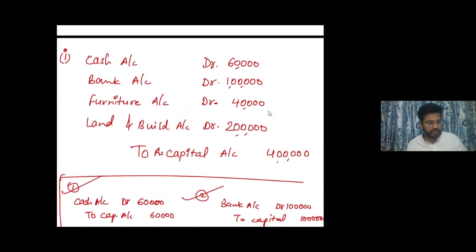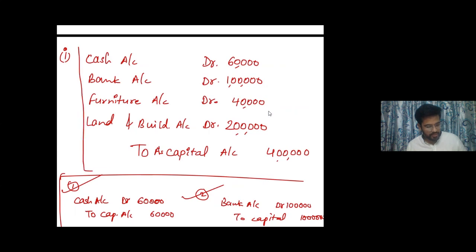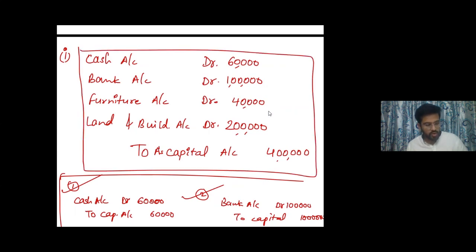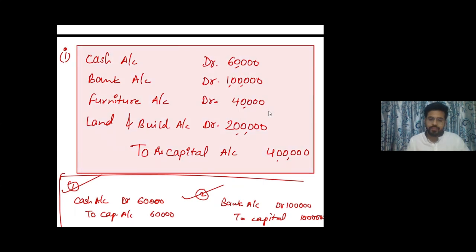So what we can do, we can directly do the first journal entry where we have debited all the relevant accounts and then transferred it to capital. So cash account debit 60,000, bank account debit 1 lakh, furniture 40,000, land and building 2 lakhs, to capital account, that is 4 lakh rupees.